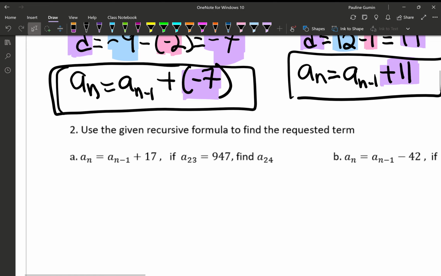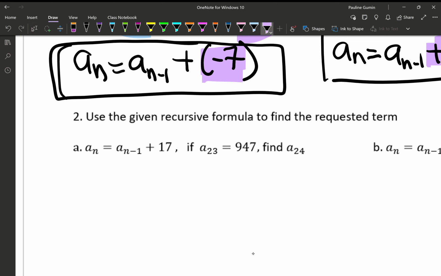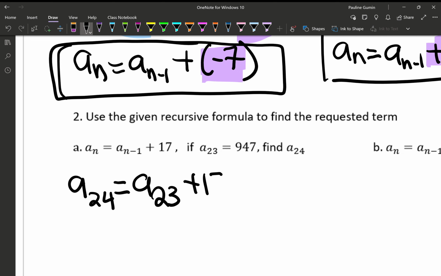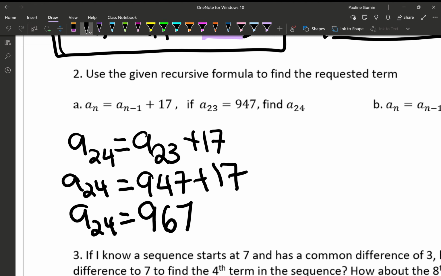Number 2, use the recursive formula to find the requested term. If a_23 is 947, find a_24. To find the 24th term, we use the 23rd term and add 17 to it. So a_24 is 947 plus 17, which is 964. I don't know why I was writing a 7. It's a 4.